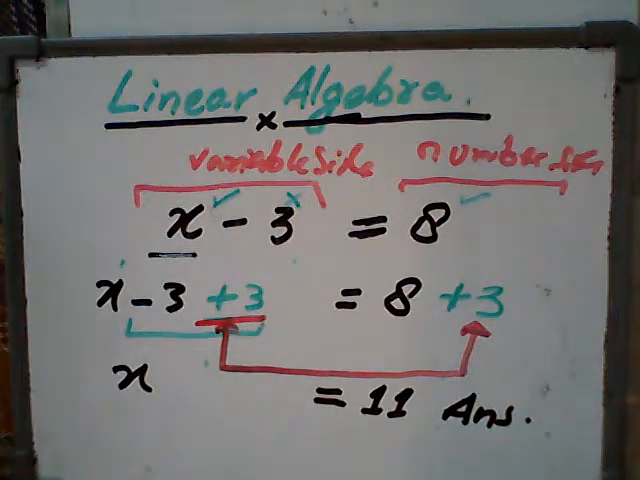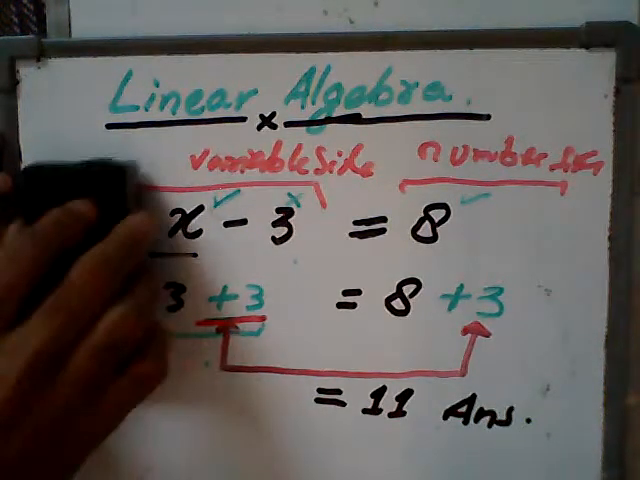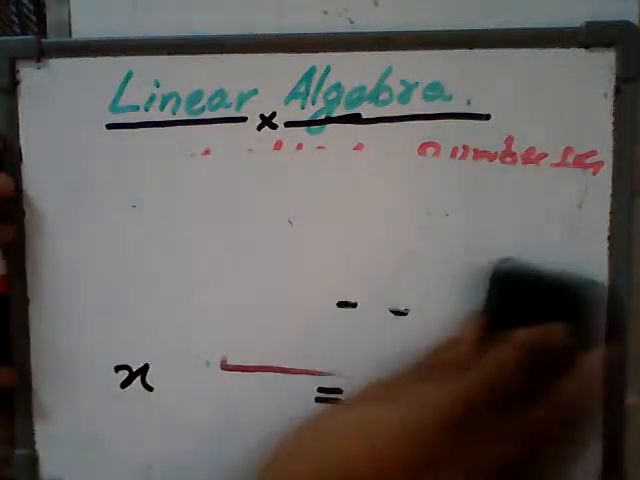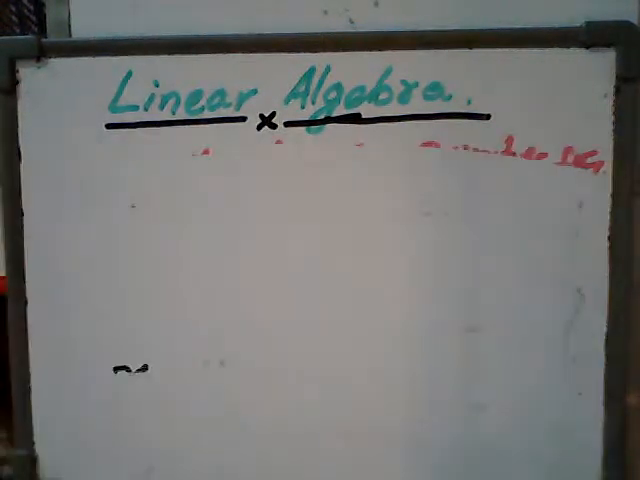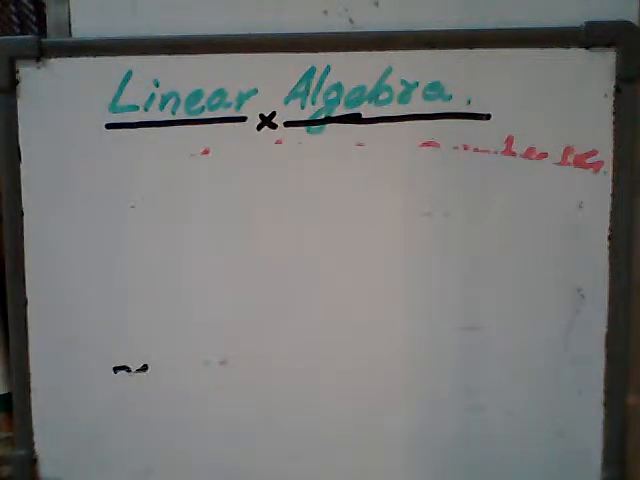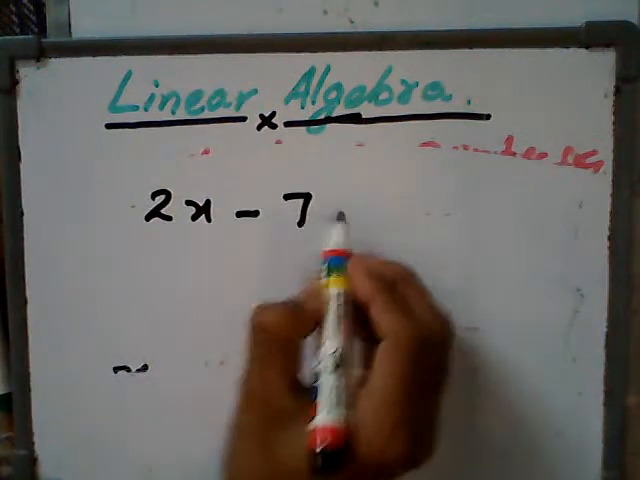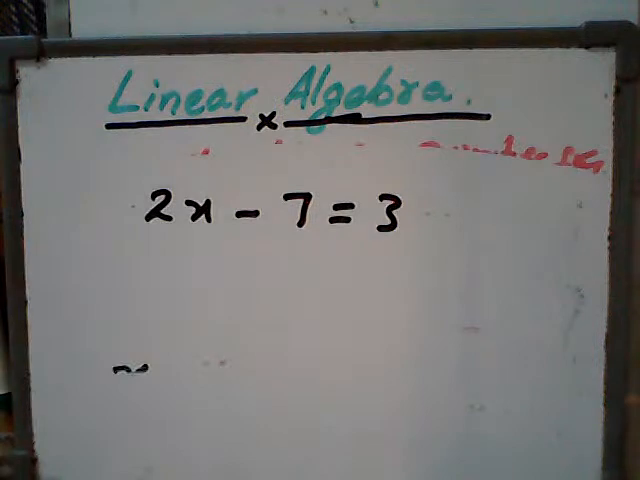Now come to the next equation. Now we'll move towards another equation similar to this one, but with something different. So let's see what this equation is. The equation is 2x minus 7 is equal to 3.